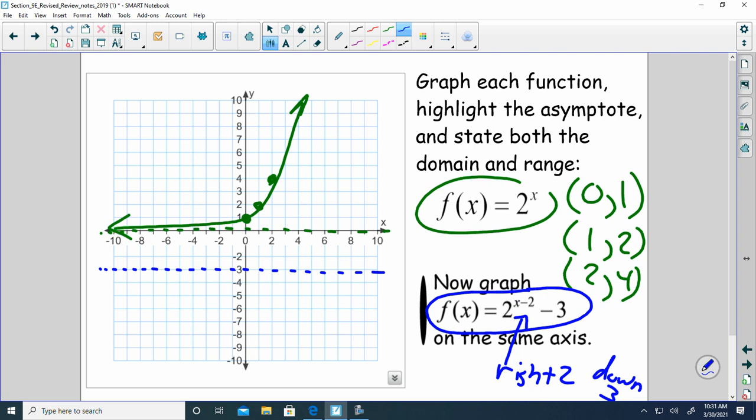I don't think this was a difficult thing to graph. So I'm going to go right 2 down 3. 1, 2, 3. I'm going to go right 2 down 3. I'm going to go right 2 down 3. That's what the graph looks like.